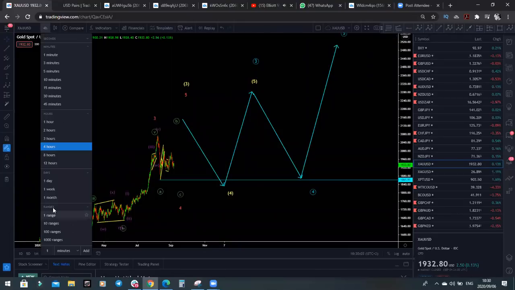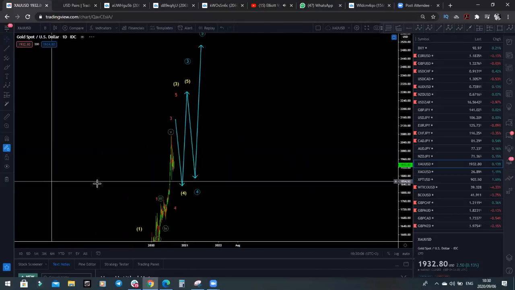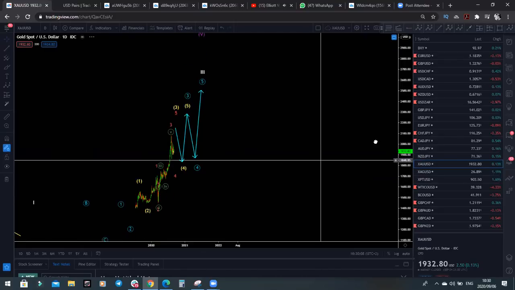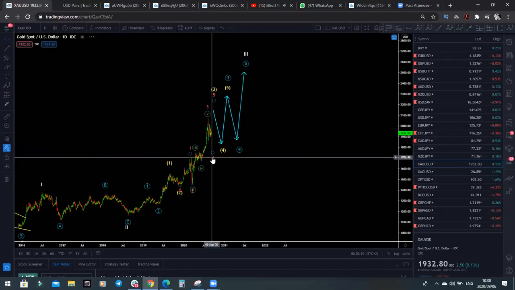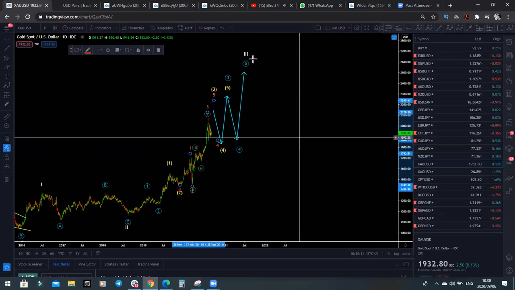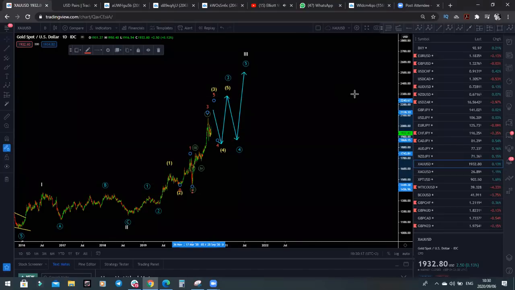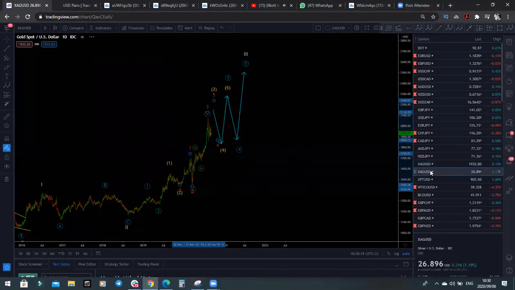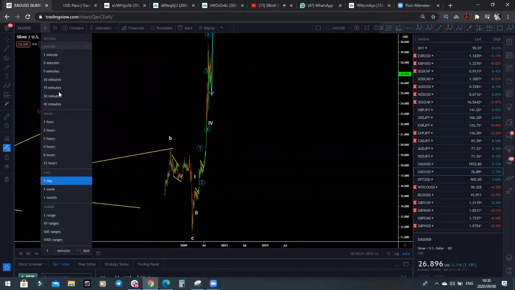Let me show you the daily structure. So we still have this trend here on gold. So we're just looking for this wave 4 to complete currently. Then we'll look for continuation to the upside. So we'll look for the impulsive moves, not the corrective ones. Right, let's go back to the 4-hour and look at silver.